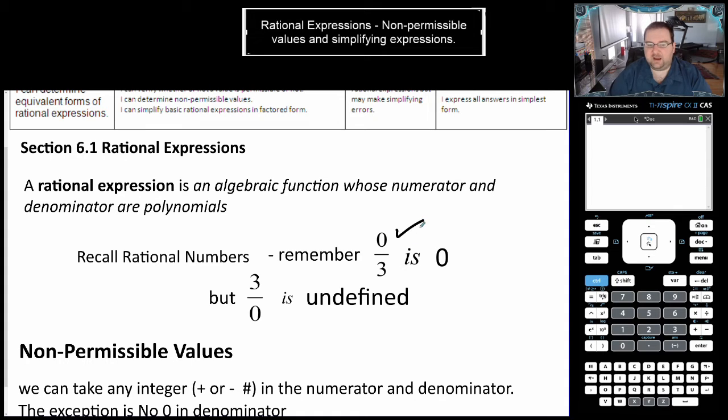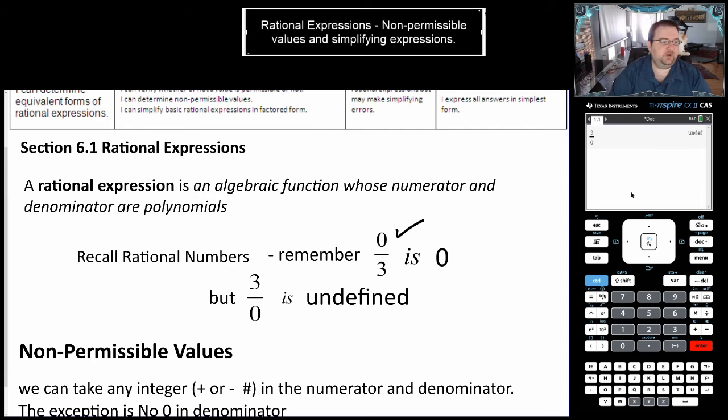Remember, this is a rational number. So 0 over 3, any kind of fraction, is a rational number. But remember that if you flip it and you have 3 over 0, this is not a rational number. If we put this into our calculator, then we end up with something that's undefined, right? So 3 divided by 0 is undefined. So that is not a rational number. And we'll apply this to rational expressions in a second.